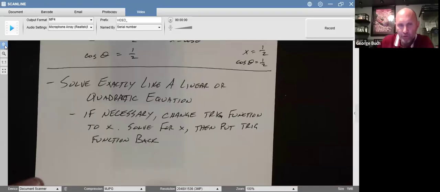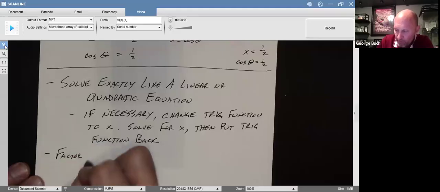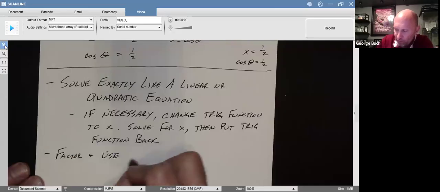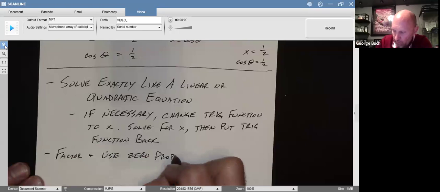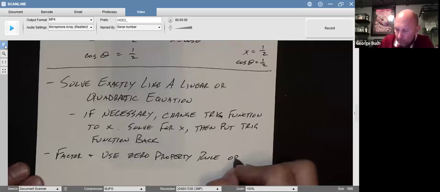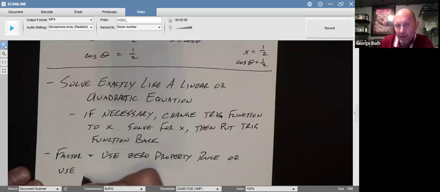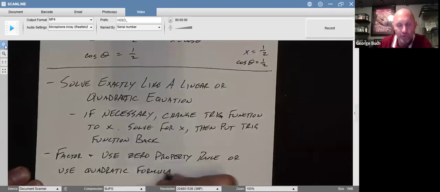The other thing that we're going to be doing on the majority of these is we're either going to factor and use the zero property rule, or if it's a quadratic, if I have like cosine squared and I change it out to an x squared, use the quadratic formula. So those are a couple ways that you guys are familiar with, and it's going to work with these problems as well.